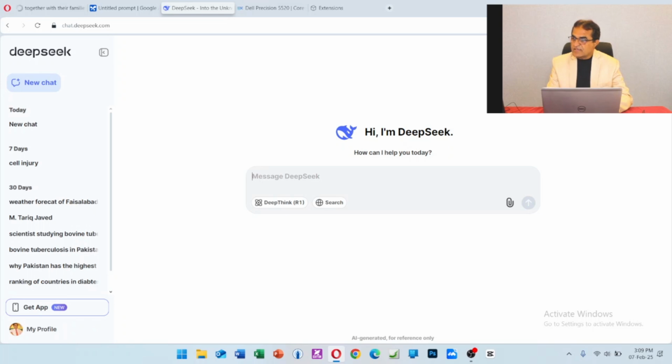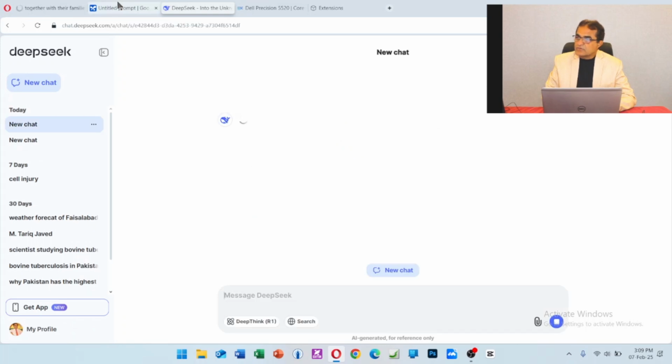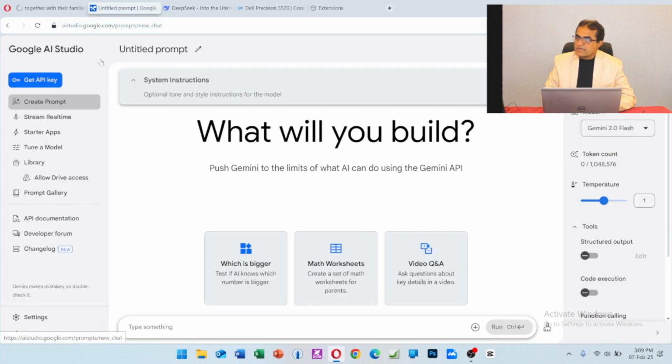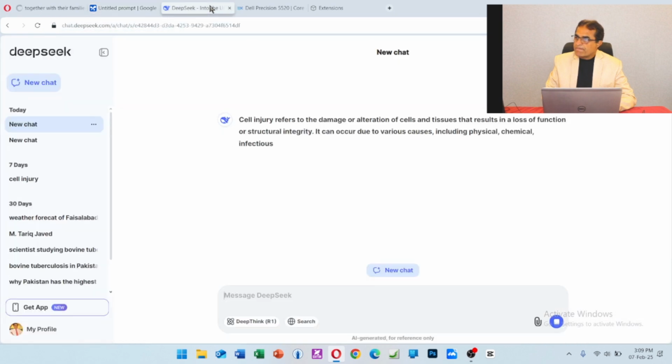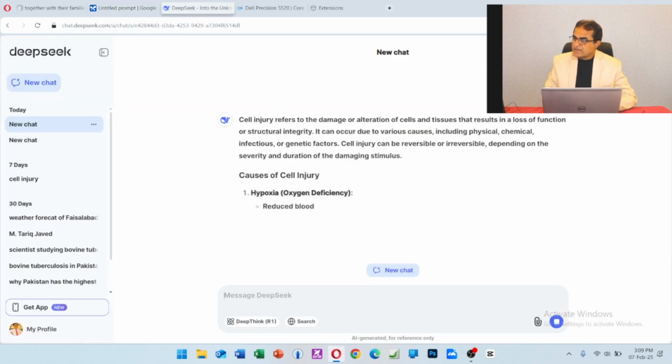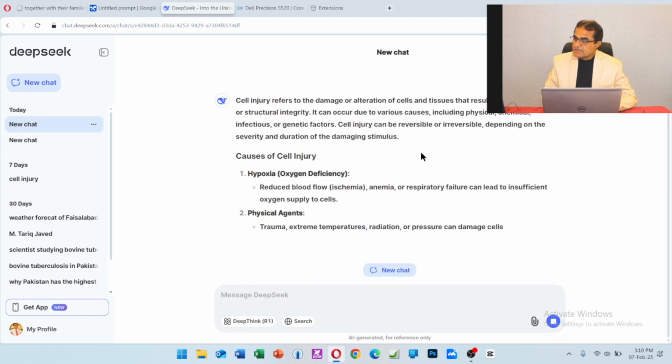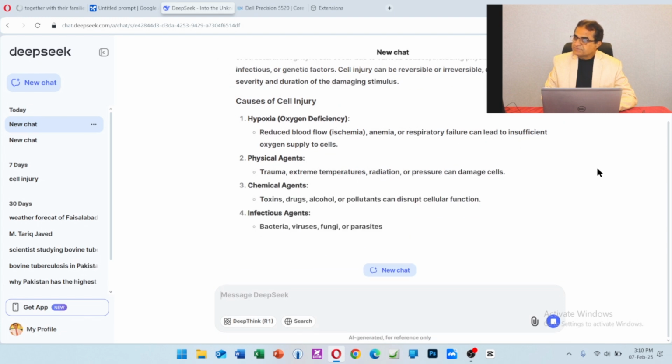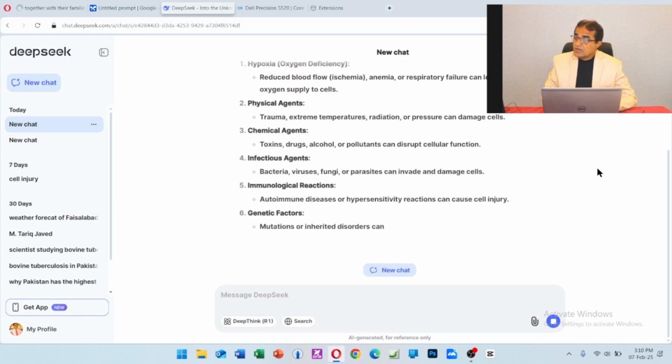I'm a professional and I'm going to write some term used in medical science. Let's see what information and how much information I get when I write the term in DeepSeek, and then we will also see how much information I get when I write it in Google AI Studio. So here I've written the term cell injury. So let us look into how much information I'm going to get.